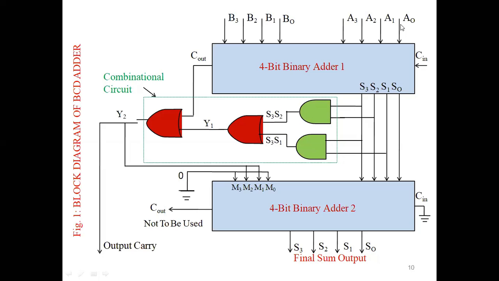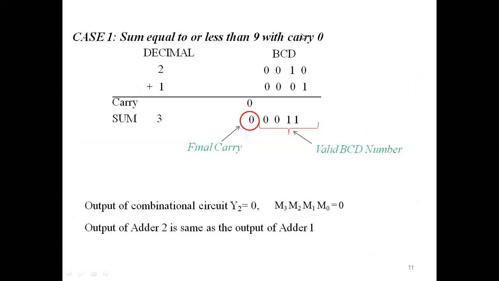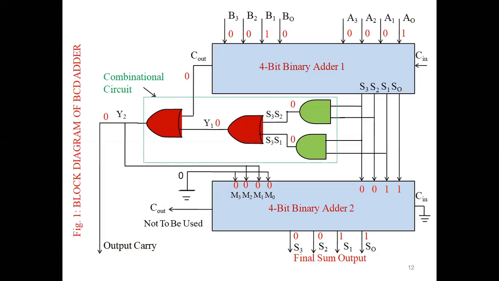So assume that the A values, A3, A2, A1, A0, are 0 0 1 1. And the B values, B3, B2, B1, B0, are 0 0 1 0. We have assumed the values 3 and 2, so there is no need to confuse: 0 0 1 1 and 0 0 1 0. Here it will perform the addition, a 4-bit binary adder.